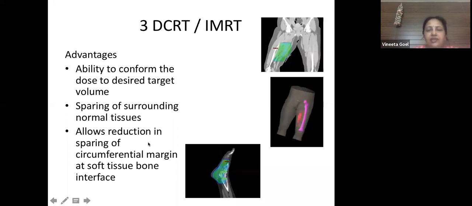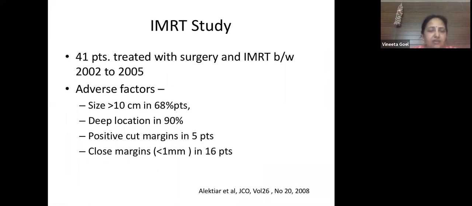So gradually 3D CRT and IMRT have taken a position even in the management of soft tissue sarcomas. This is a small study which came from MSKCC by Electiar et al., where initially they treated 41 patients, a small number of patients, with surgery and IMRT. And all these patients had a lot of adverse factors, and that is why they were chosen for this study.